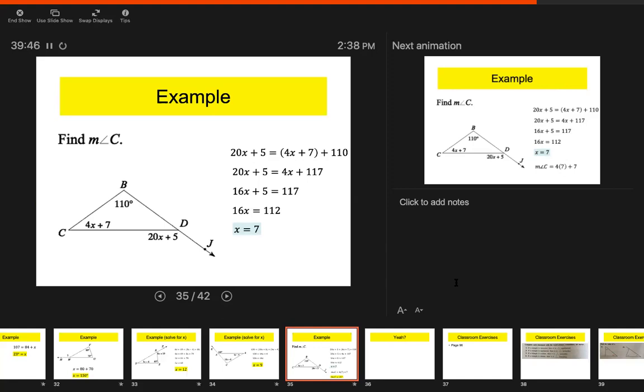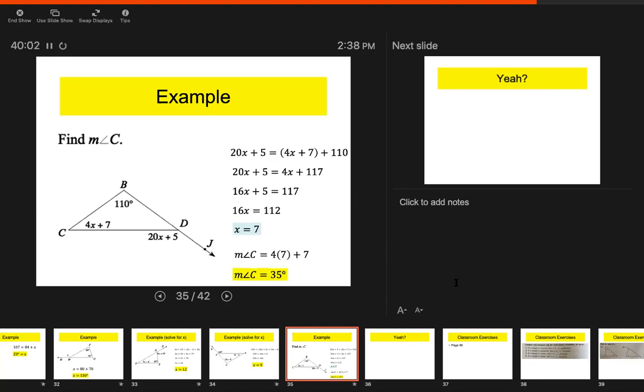That means C must be 7. There, I solved it. That means C is 7? Yeah, no, X is 7. So how big is C? 4 times 7 plus 7. Yes, which is 35. 35, I think. Yes, 35. All right. So there's your strawberry flavor.